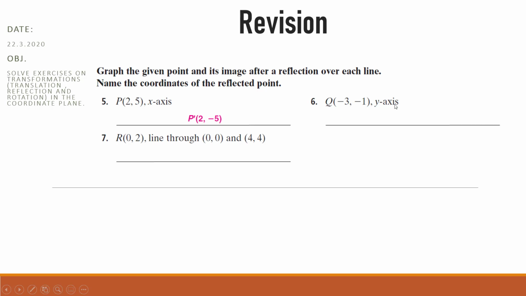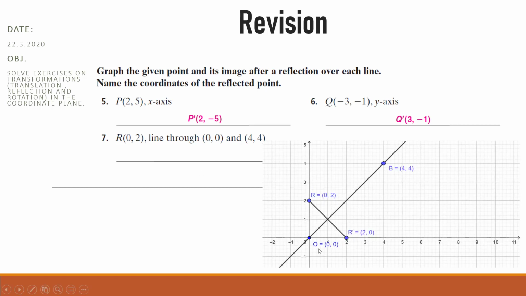Q reflected over the y-axis, so just opposite x. Reflect over the y-axis, just opposite x. So it will be 3 and negative 1. For this one, it's not reflection over the x-axis and not reflection over the y-axis. That's reflection over a given line, so you should graph this. You should draw. So let's draw.